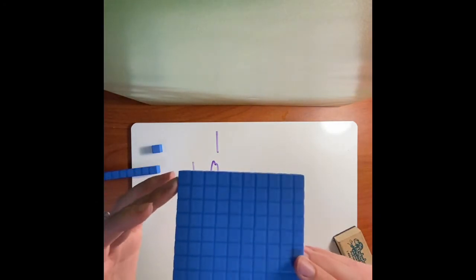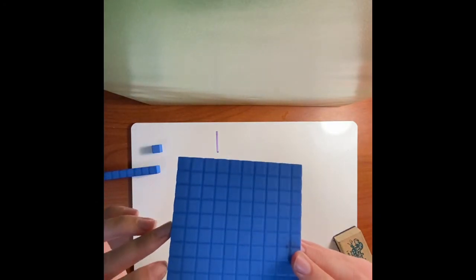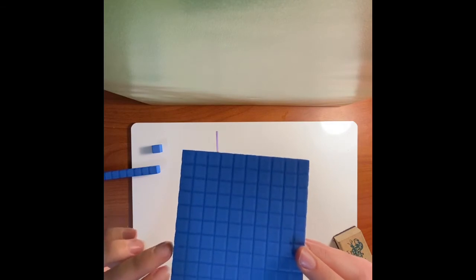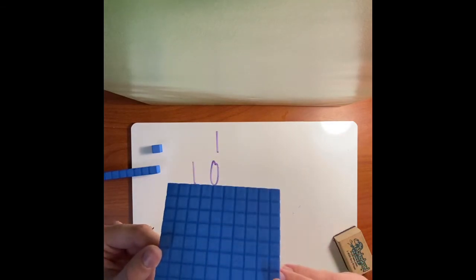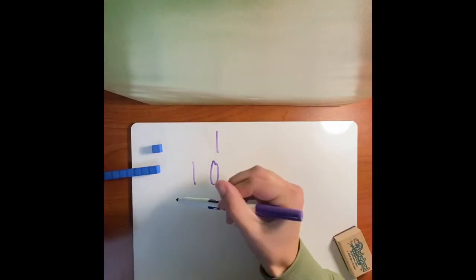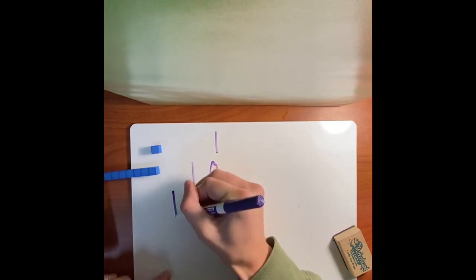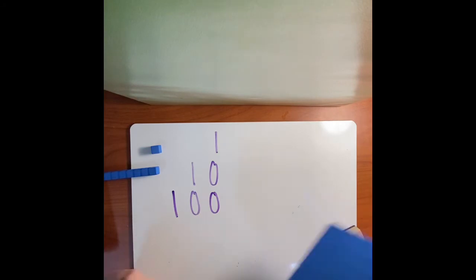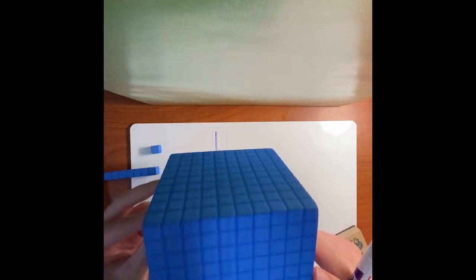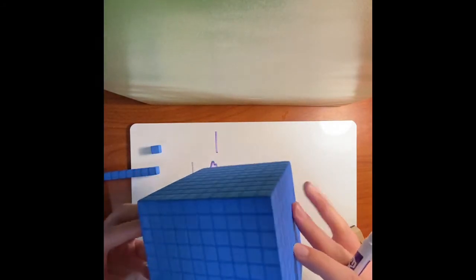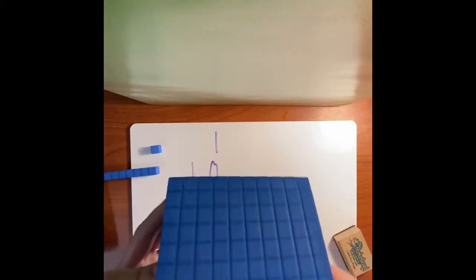Next we have this one right here, and this represents 100. So there are 100 units on this little thing right here. So, 100. All right, this one's kind of fun. We have this giant cube, and this big cube represents 1,000. So there are 1,000 units here on this cube.